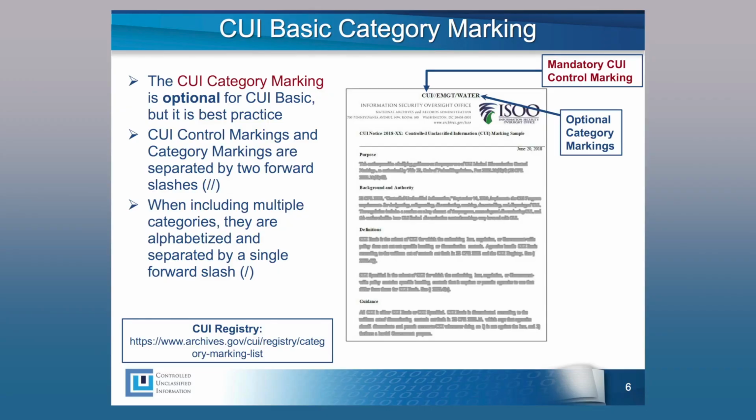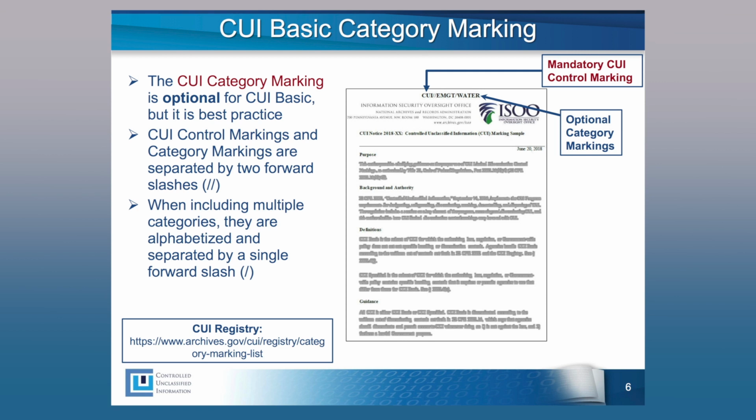Another aspect of banner markings are category markings. As I mentioned earlier, there are 2 kinds of CUI. For CUI Basic, category markings are not mandatory, but they are recommended because they clarify what kind of CUI Basic is in a document. To include the category marking in the banner marking, place 2 forward slashes after the control marking, controlled or CUI. If you wish to indicate that there are multiple categories of CUI in the document, list them in alphabetical order and separate each of them by 1 forward slash. You can find all of the markings for categories of CUI on the CUI registry.